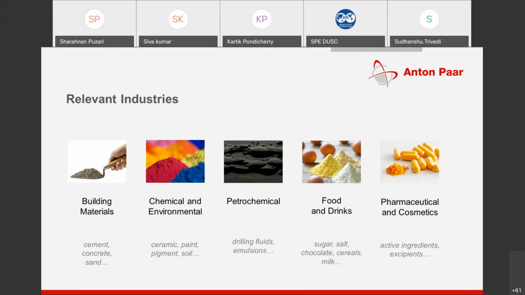Similarly, we have applications in chemicals and petrochemicals, food, drinks, and pharmaceuticals. If I take the example of chemicals, then one is titanium dioxide. When titanium dioxide is a coarser particle, it looks yellowish in color. When you keep on grinding the titanium dioxide to the nano levels, then it becomes whitish, a highly bright white.